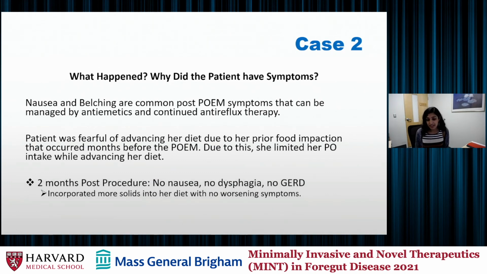So after that visit at the 1 month post-procedure check, we went through her diet in depth, and we went through how to manage her diet and how to eat her foods. At 2 months post-procedure, she noted no nausea, no difficulties in swallowing, no heartburn or regurgitation, and she was actually able to incorporate more solids into her diet with no worsening symptoms.